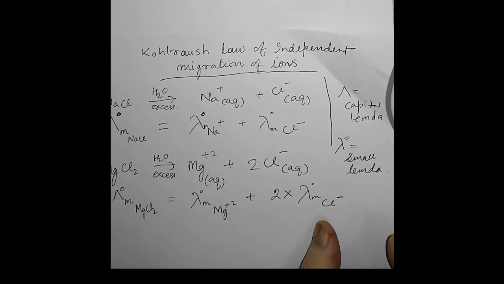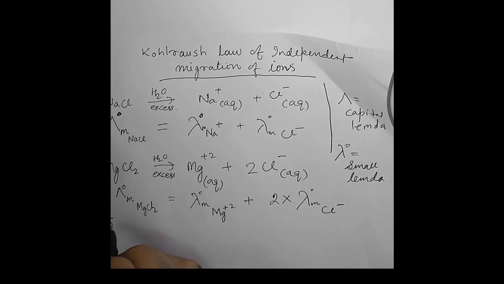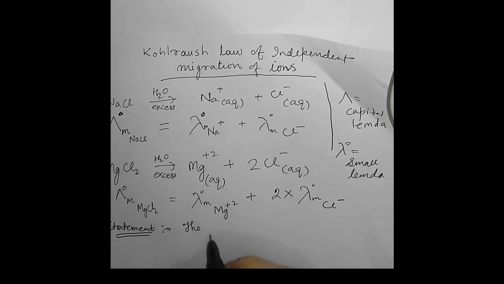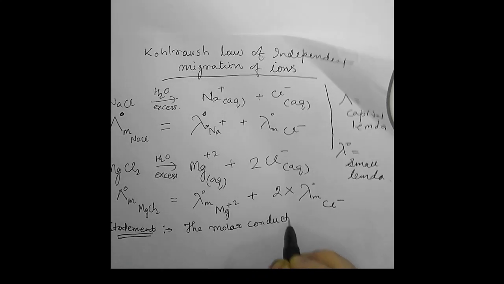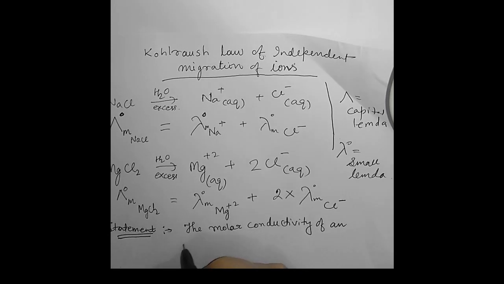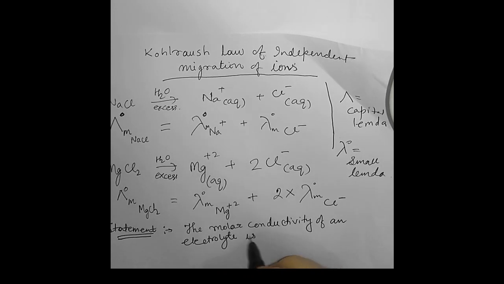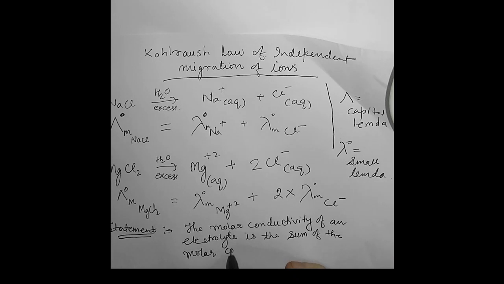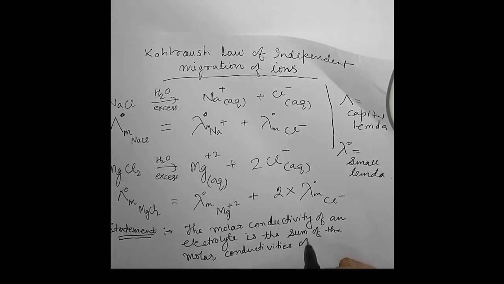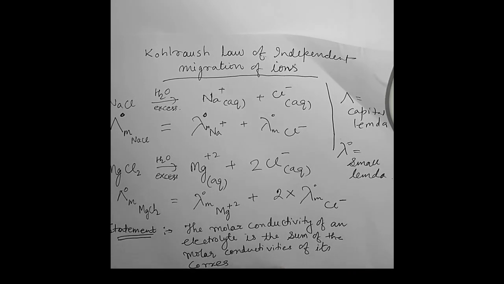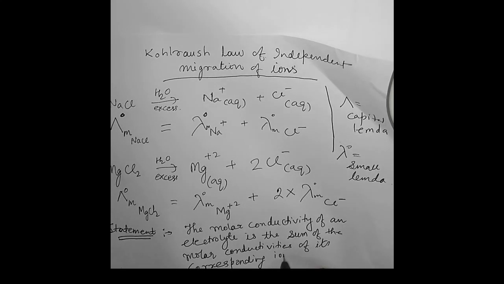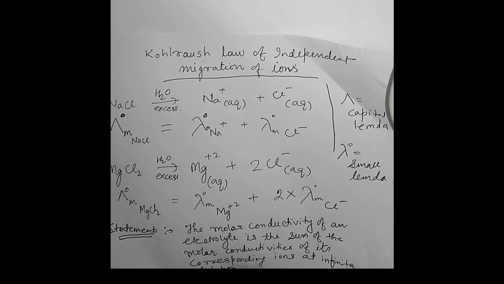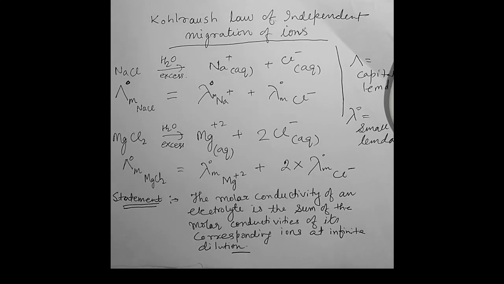So this can be stated as: the molar conductivity of an electrolyte is the sum of the molar conductivities of its corresponding ions at infinite dilution. At infinite dilution.